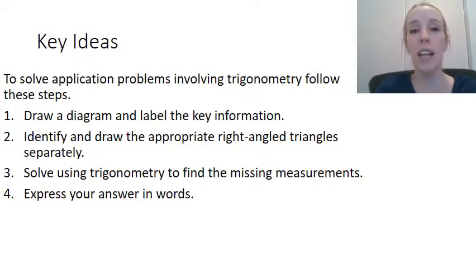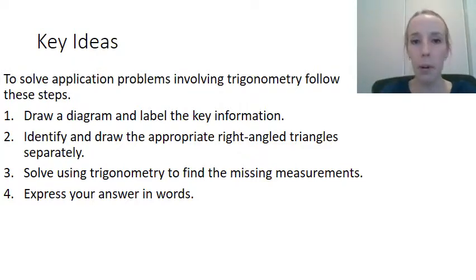I can't stress how important it is, especially in trigonometry, to draw diagrams and label them. It makes it so much easier to see what the question's asking you to calculate and what you need to do to answer the question. Once you've drawn your diagram, you can identify and draw the appropriate right-angled triangle separately. It becomes clear what you're being asked to do, and from there you can draw the right-angled triangle, and that will help you solve the problem.